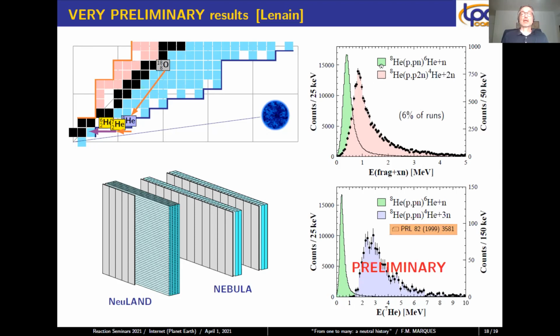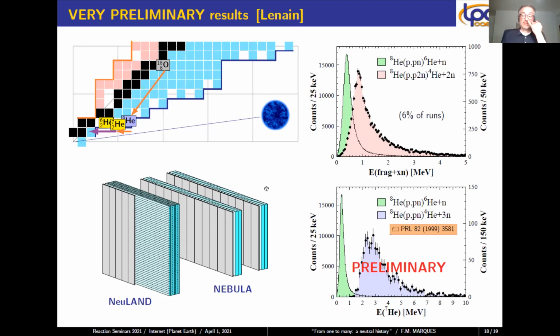So you see that we can handle the 1, 2, and 3 neutron detection. These spectra are preliminary and correspond only to 6% of runs. So you can imagine the whole statistics. And of course, Cyril is now working on the proton removal channel and the production of 4 neutrons. So we hope that in a few months, we would be able to show you results for hydrogen-7 and for the tetraneutron.